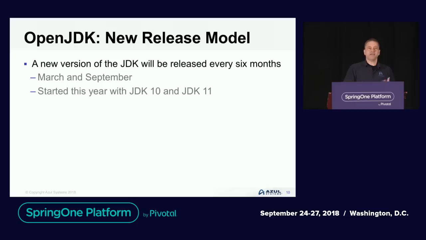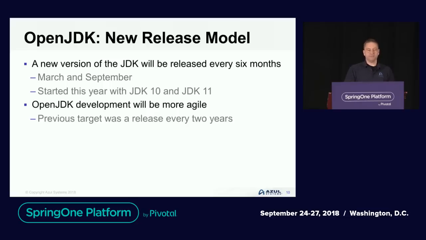So JDK 10, JDK 11 are examples of how this is actually working. The idea behind this was to make the development of the Java platform itself more agile. This is the kind of approach that we use for developing software today. We moved away from the waterfall style of doing things. Agile methodologies allow us to react more quickly to changes in requirements. It allows us to deliver new features more quickly in a more iterative way. So that's what they wanted to do. So rather than having a target of 2 years between releases, which, let's face it, they never did, they wanted to go for 6 months.